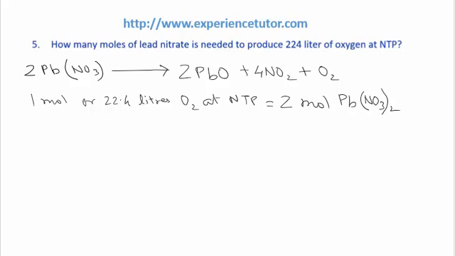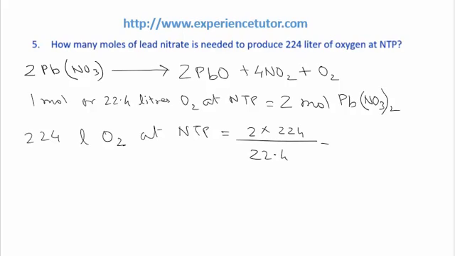Therefore 224 liter O2 at NTP will give is equal to 2 into 224 upon 22.4, which is equal to 20 mole of lead nitrate PbNO3 whole 2.